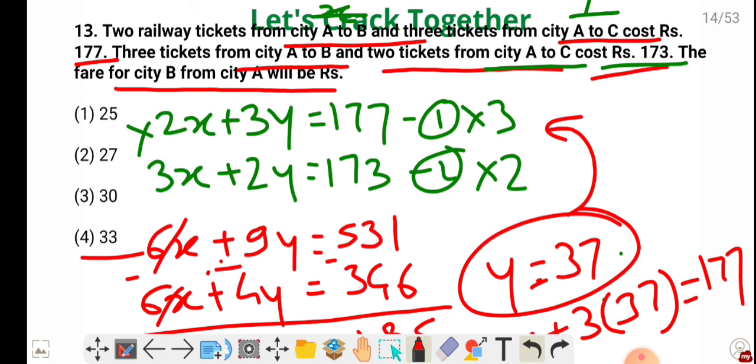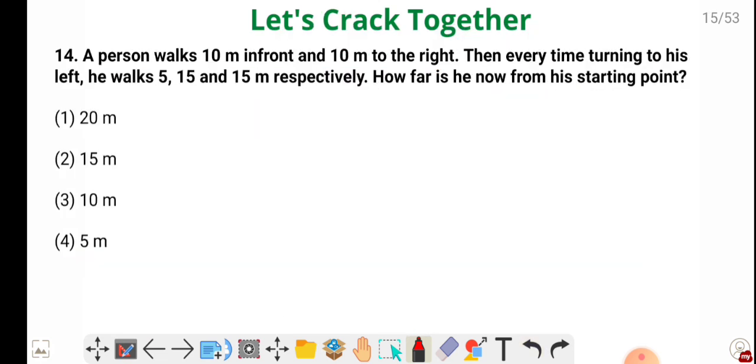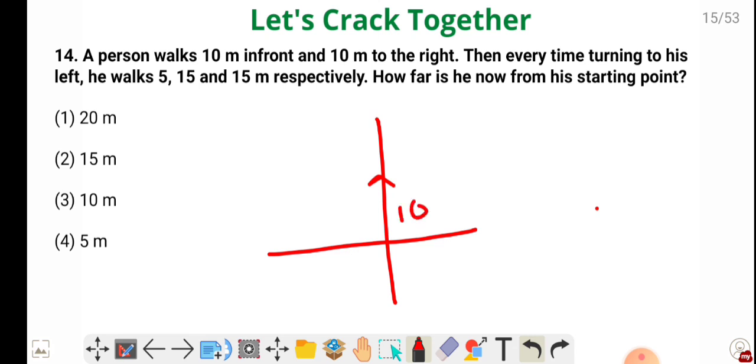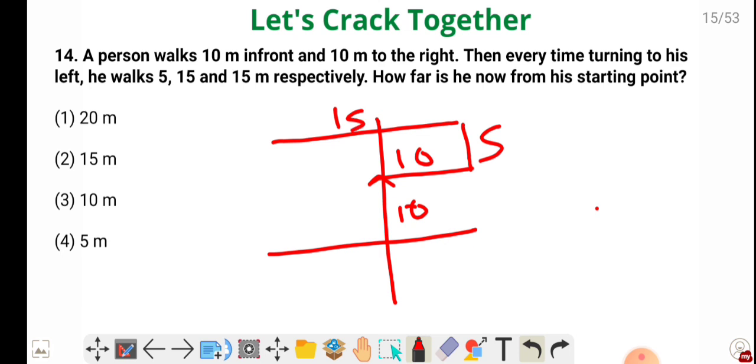Next question. A person walks 10 meters in front. These are the person's directions. According to the given information, the person walks 10 meters, then takes a right and walks 10 meters again. Then every time turning to his left: first left 5, second left 15, and third left 15.